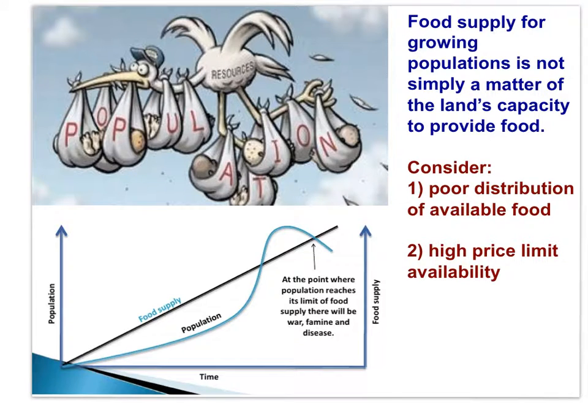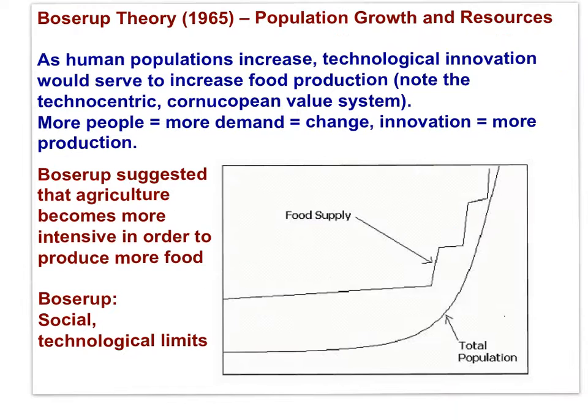Interestingly, we now know that limited food supplies do not just result from the limited land capacity, as Malthus had speculated. Many human populations do not have enough food because of poor distribution or because they cannot afford the price.